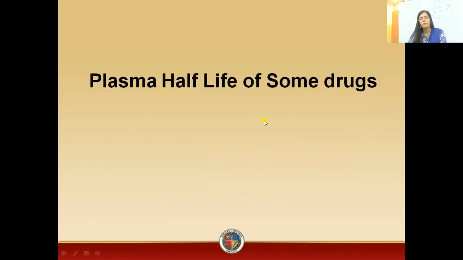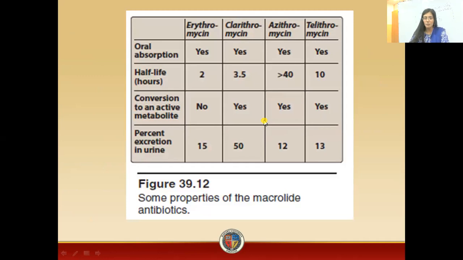Now, regarding the plasma half-life of some drugs, we are discussing some examples. This table is representing four different drugs. These drugs are actually the macrolide antibiotics. The route of absorption here is the oral route; all of these four drugs are getting absorbed by the oral route. Erythromycin is not converted to active metabolites after metabolism, while the rest of the drugs are converted into active metabolites.